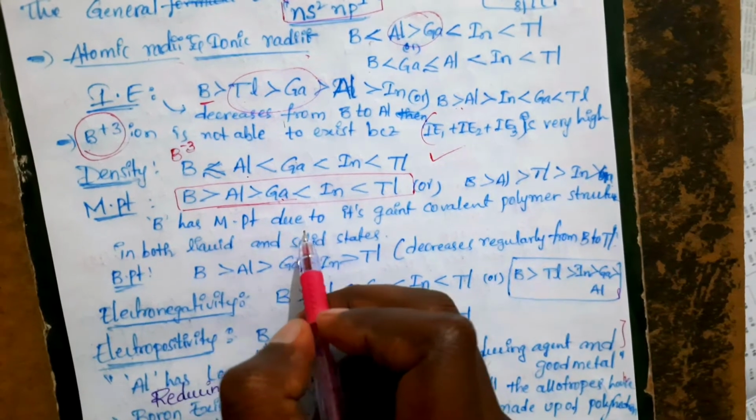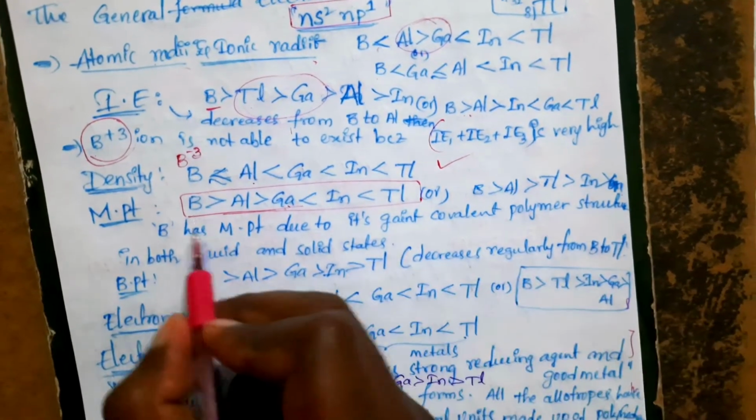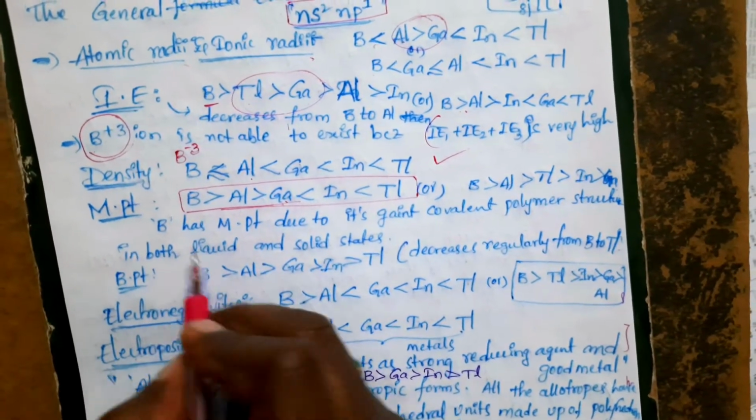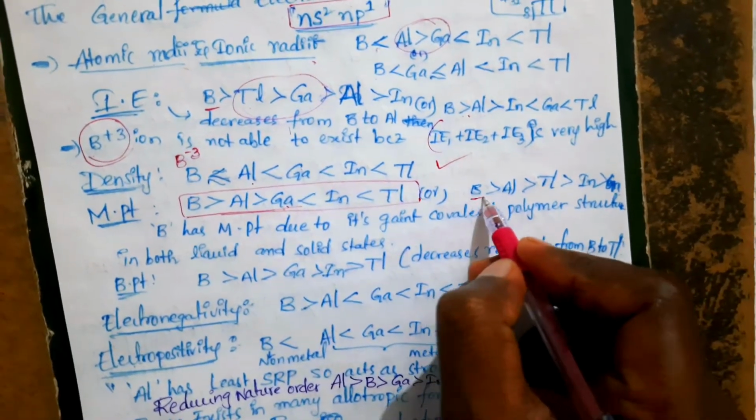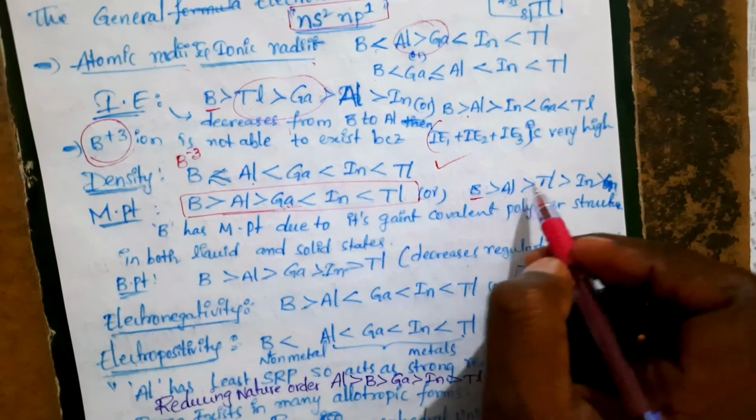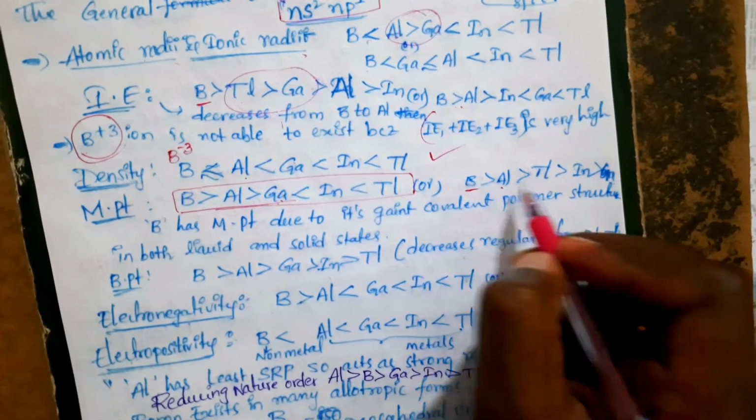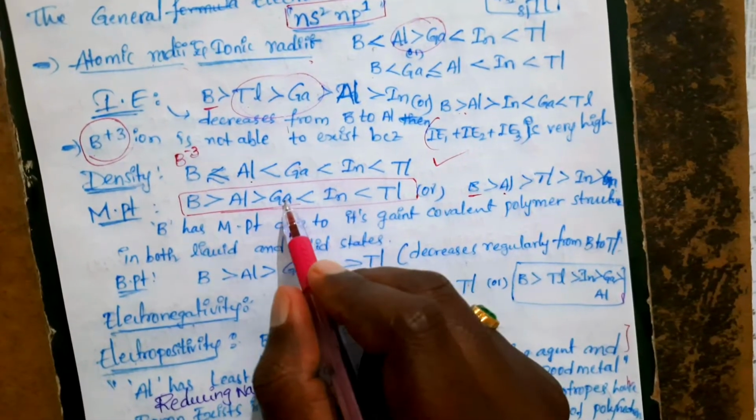Boron has a high melting point due to its giant covalent, polymeric structure in both liquid and solid states. So boron has the highest melting point, then aluminium, then thallium, indium and gallium.